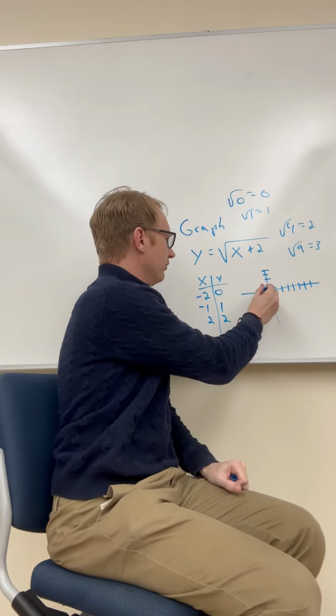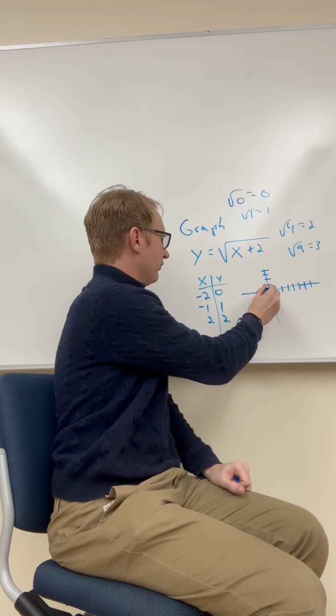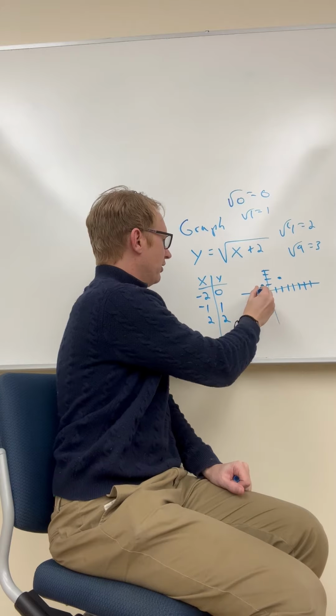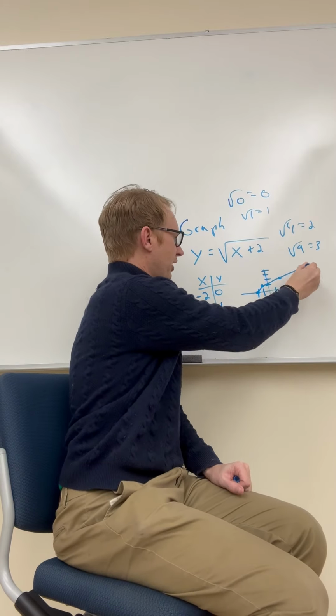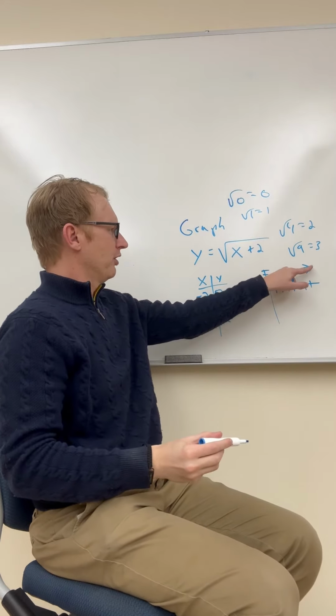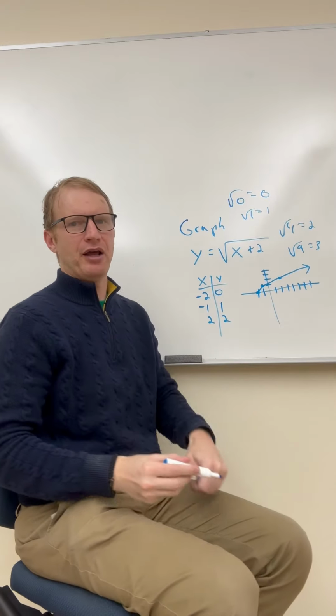So negative 2, 0. That's going to be right there. Negative 1, 1. It's going to be right there. And then 2, 2 is going to be right there. We know that the square root function is like a sideways parabola, half of a sideways parabola. So this continues to go up. And that allows me to generate the graph.